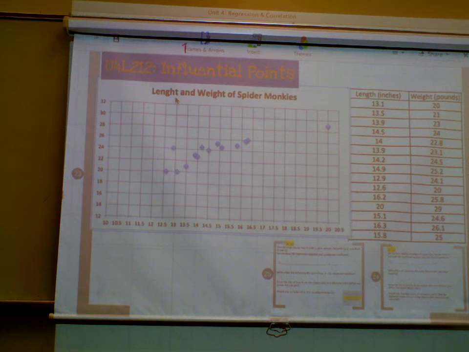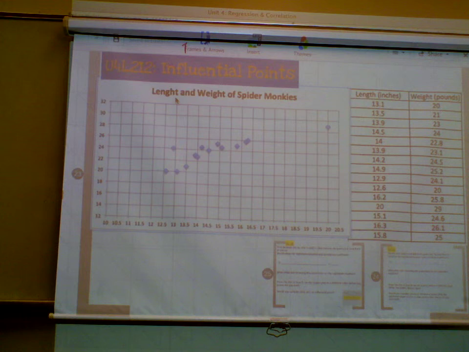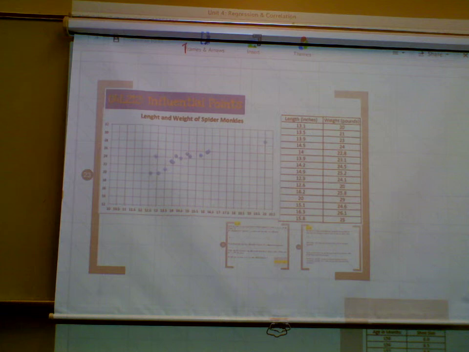All right, but you guys have this data set, correct? Now I started out asking you guys to find outliers. Were you able to find an outlier? Did it take you long to find an outlier? You got it? Okay. So which one's an outlier? The one that's all the way at the top.